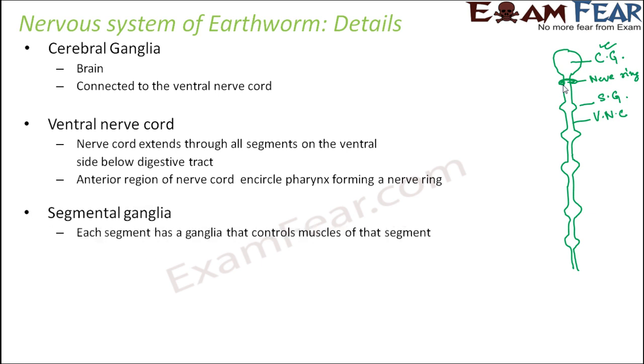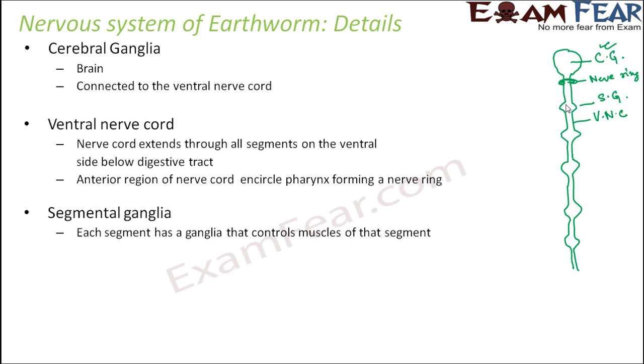Now the segmental ganglia. Each segment has a ganglia that controls the muscles of that segment. It is something like this. I'll give you an example from your school. Suppose in your school, you have different classes, class 1, 2, 3, 4, 5. Each class will have a class monitor. What is the job of the class monitor? To control the class, to see if discipline is maintained, to see if all the teachers are coming on time, and to regulate all the activities of that particular class.